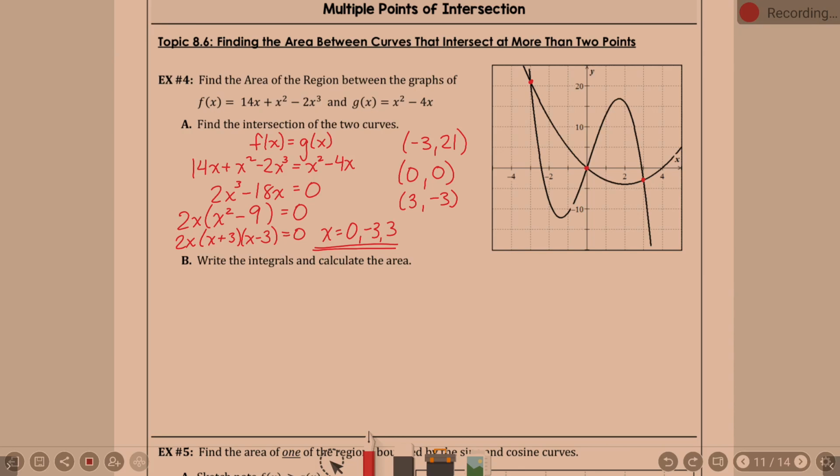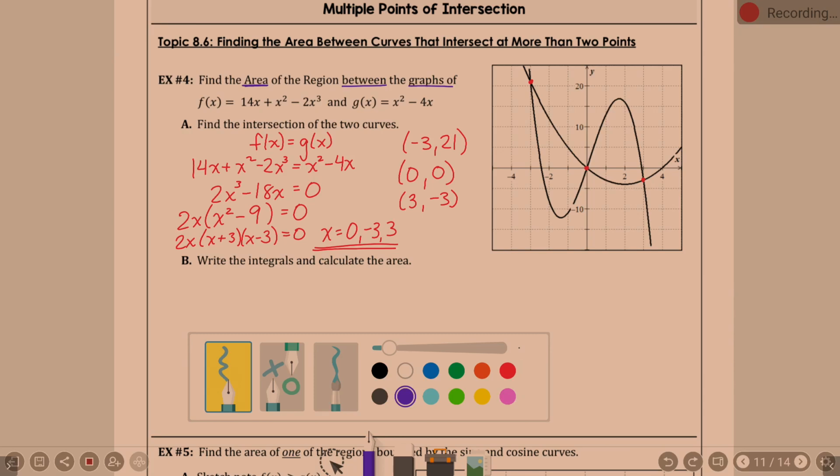Okay? Now, B asks us to write the integrals and calculate the area. So the idea is to find the area of the region between the graphs. So is that just whenever they make a shape, I guess you could say? Kind of. Whenever they make a shape, I'll take that definition. I don't necessarily have a better way. So notice, what does that mean? We're finding not one, but two.